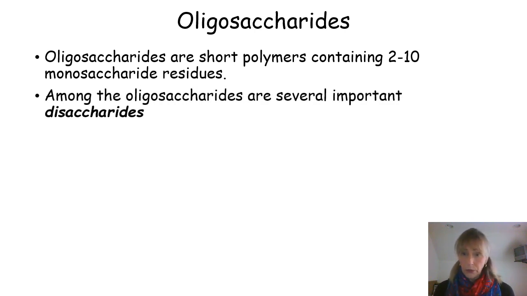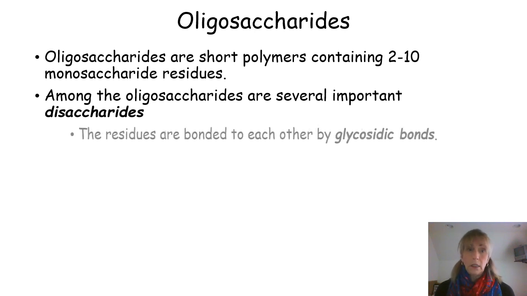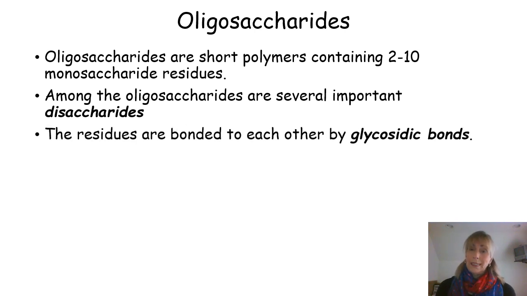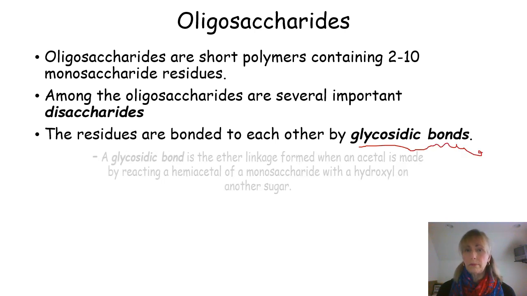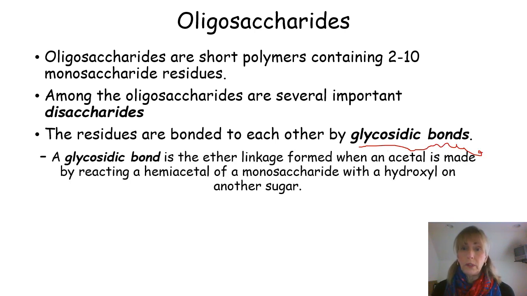Among the oligosaccharides, we find several important disaccharides. In disaccharides, as well as these other oligosaccharides, the residues or monomers are bonded to each other with what we call glycosidic bonds. What's a glycosidic bond? It's an ether linkage.